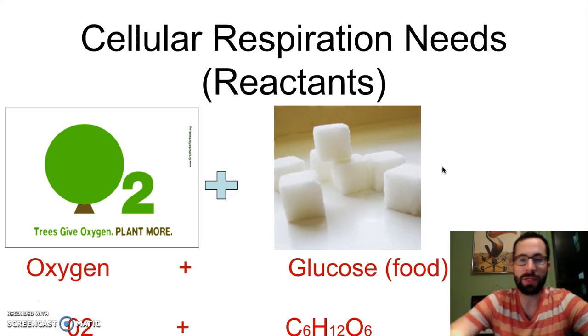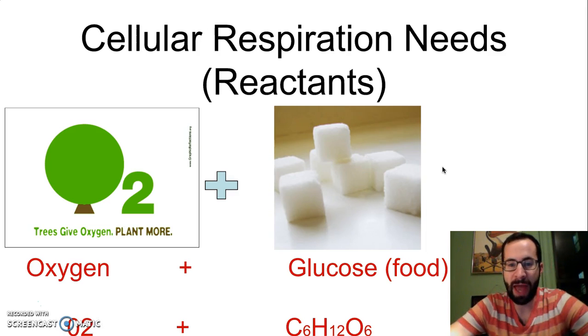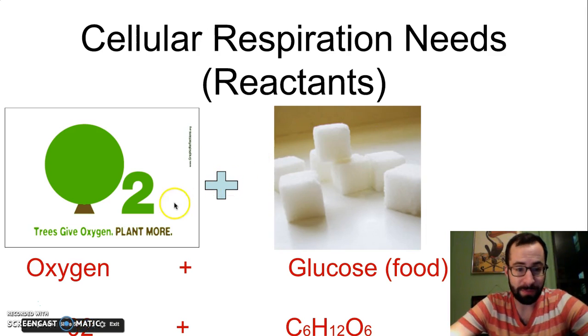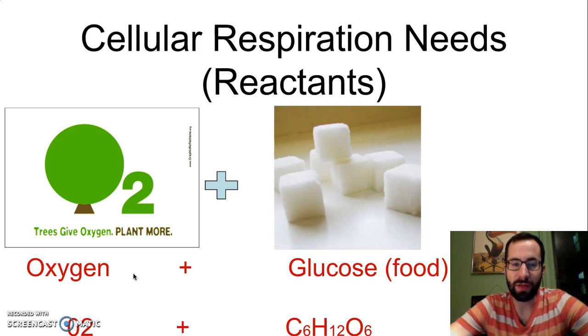These are the two things that cellular respiration needs. These are known as the reactants. Oxygen, O2, and glucose, which is C6H12O6. Those are the two reactants that are needed for cellular respiration to take place, and those two things need to get inside of the mitochondria.